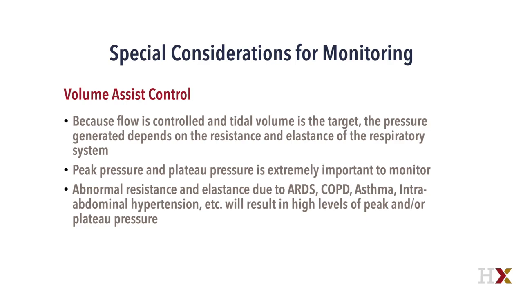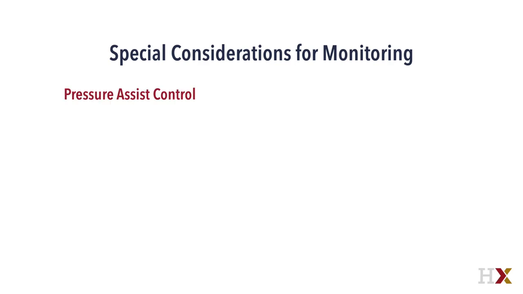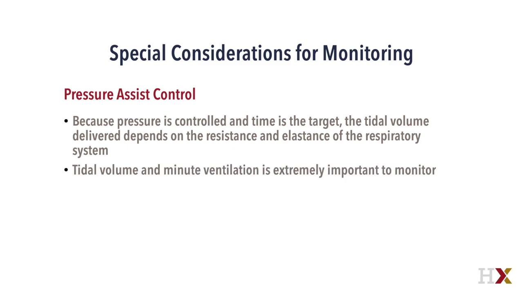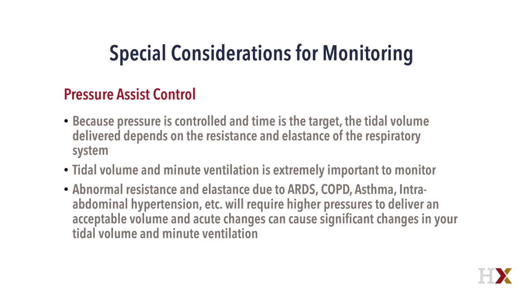Abnormal resistance and elastance due to ARDS, COPD, asthma, intra-abdominal hypertension, and other conditions will result in high levels of peak and/or plateau pressure. In pressure assist control, because pressure is controlled and time is the target, the tidal volume delivered depends on the resistance and elastance of the respiratory system. Tidal volume and minute ventilation is extremely important to monitor. Abnormal resistance and elastance can cause significant changes in your tidal volume and minute ventilation, and therefore can change your arterial pH.